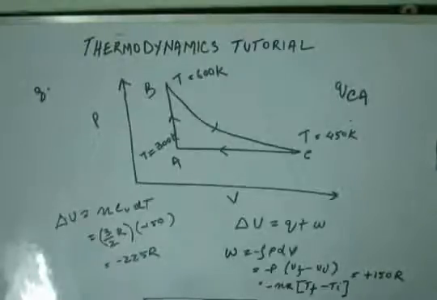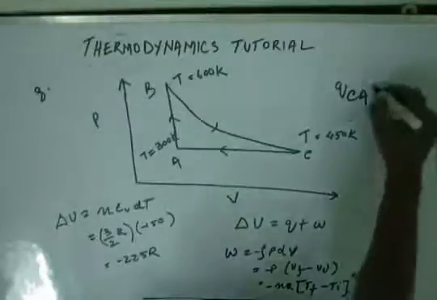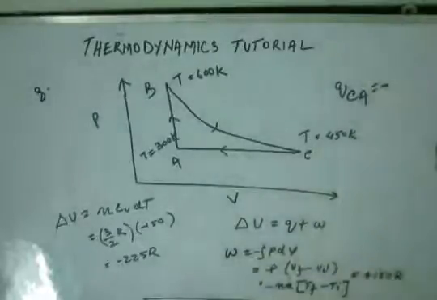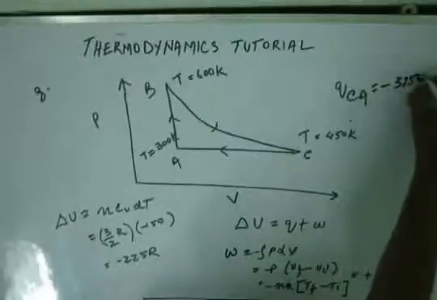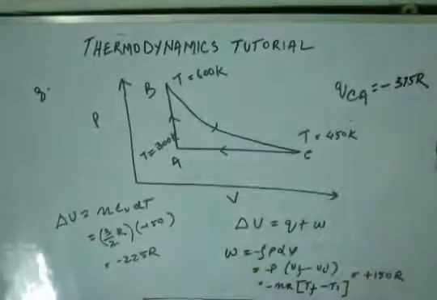Okay, now Q we know, Q will be delta U minus W. So delta U is this and W is this, so we know Q. Q will be minus 375 R. This will be the answer. So the heat exchange in process CA will be minus 375 R. Alright, let's move on.